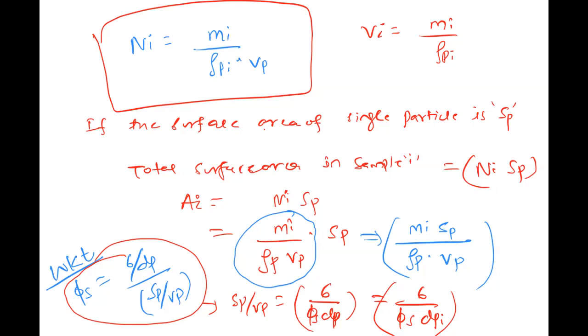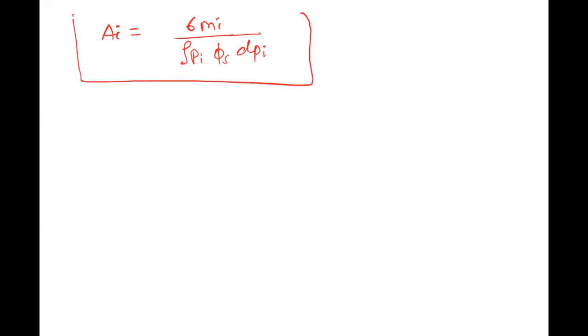Now, here you can write A_i equal to 6 m_i by rho_p phi_s into d_pi, or we can write phi_s for a sample i, no problem. Is it clear? So A_i equal to 6 into m_i by rho_p into phi_s into d_pi. I hope this is clear to all of you.